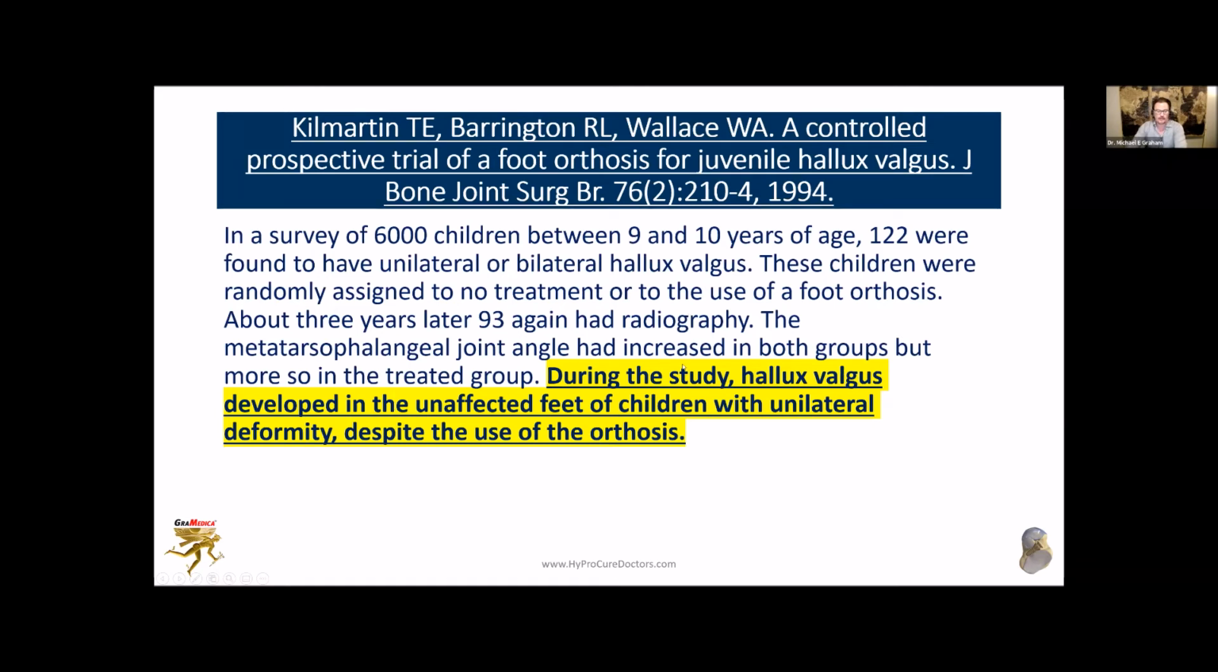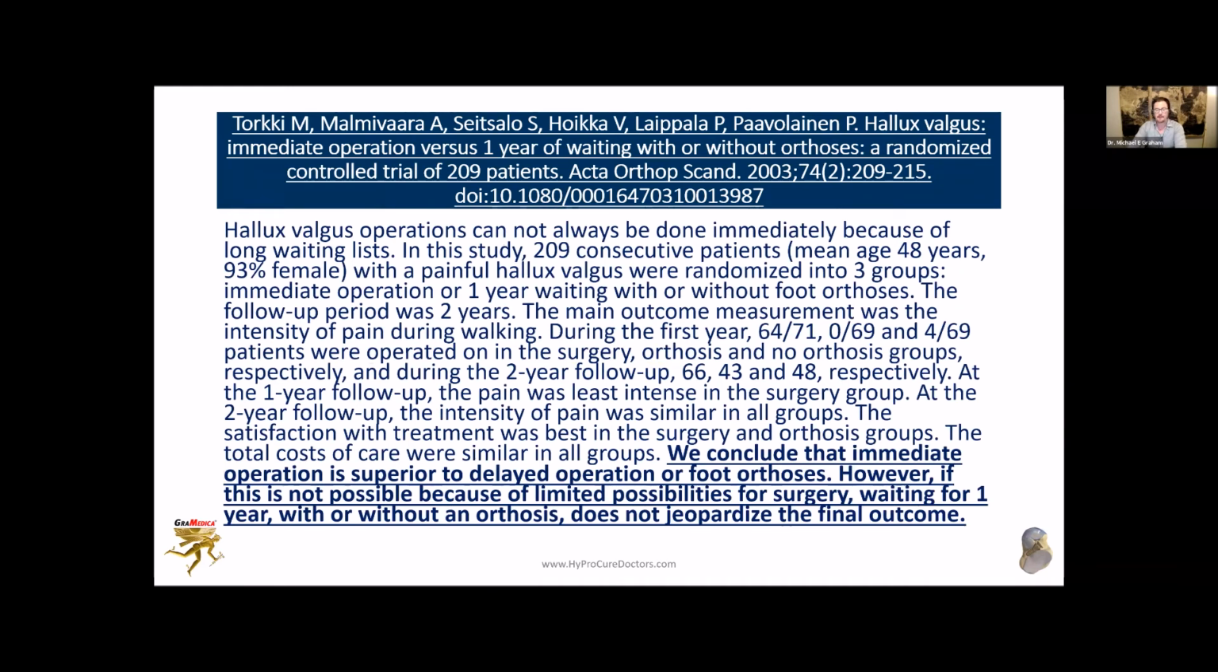And again, it showed that after these kids used a foot orthosis, their feet continued to get worse. It didn't get better. So we have literature supporting that these devices do not work, and there's not a single paper published that shows prevention or slowing of the progression of the deformity. It just doesn't make any sense.